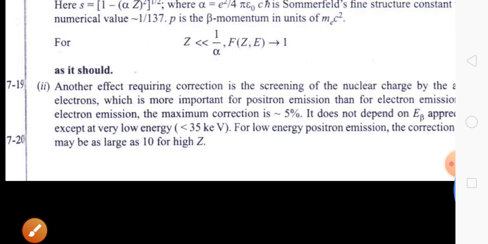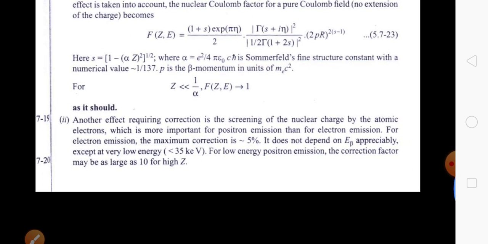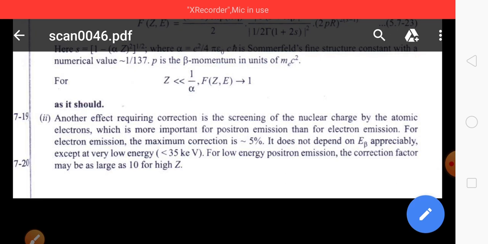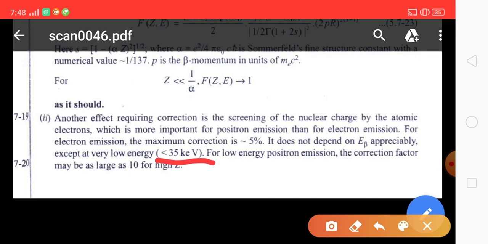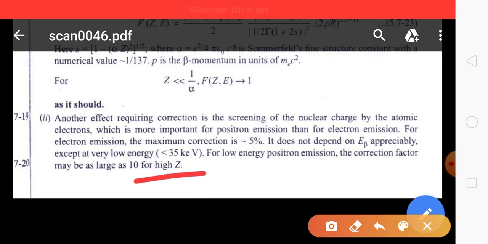In the second case, another effect requiring correction is the screening of the nuclear charge by the atomic electrons, which is more important for positron emission than for electron emission. For electron emission, the maximum correction is nearly 5%. It does not depend on the beta ray energy appreciably, except at very low energies, meaning less than 35 kiloelectron volt. For low energy positron emission, the correction factor may be as large as 10 for higher Z values.